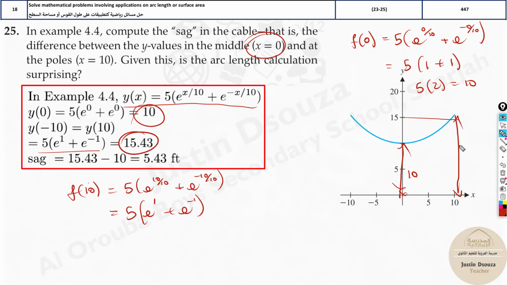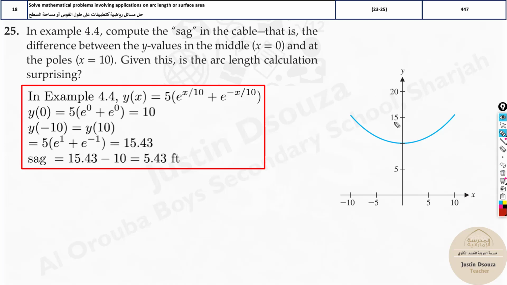15.43. That means over here it was 10, here it is 15.43. What is the sag here? It's 15.43 minus 10, it's 5.43. That is the sag. So this is how you find the sag, but they have also asked you to estimate the arc length, right? Now we are not doing the derivation. We know this much is 5.43, right? What is this length, vertical? So this corresponds to 10, because it's told it's a 20-meter cable. At the center it's 0, so this much will be half of 20, it's 10.